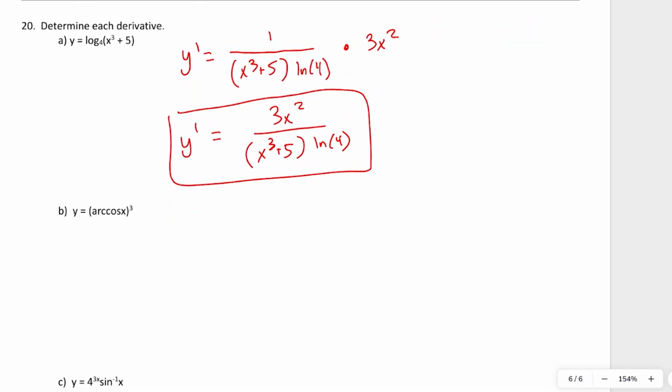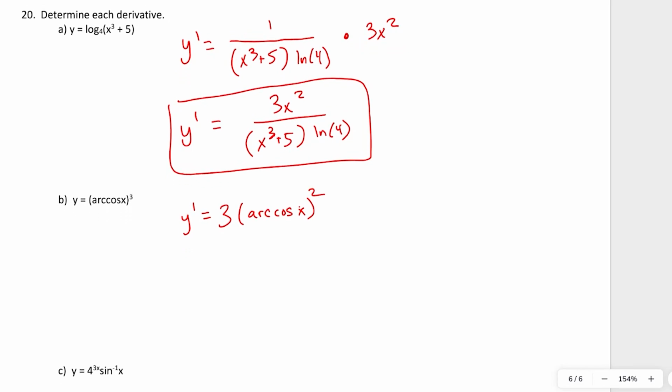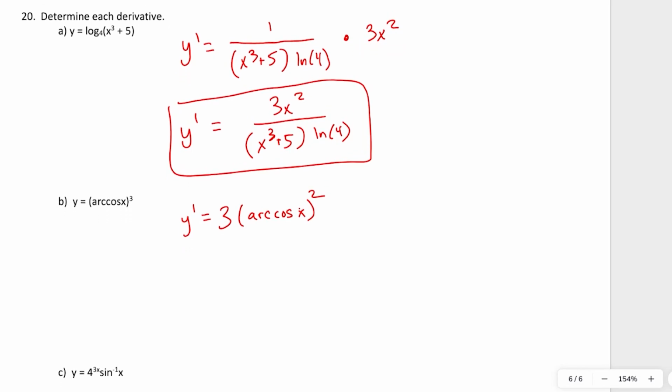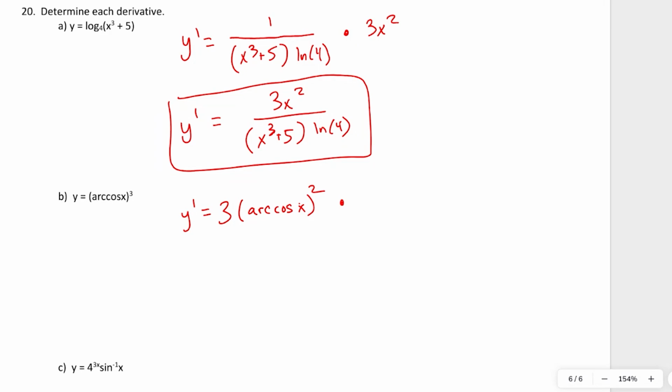20b. Okay, so we got arc cosine x cubed. So my outside function is something cubed. So y prime is going to be 3 times the something, which is the arc cosine x squared, times the derivative of arc cosine. So that's going to be times this fraction of negative 1 over the square root of 1 minus x squared. So, you can actually leave it like that.